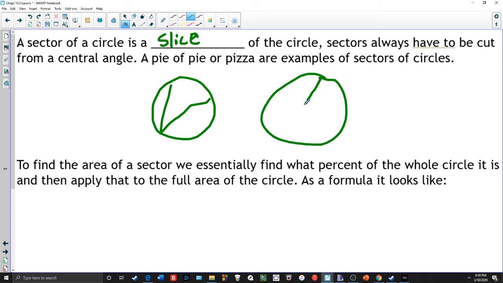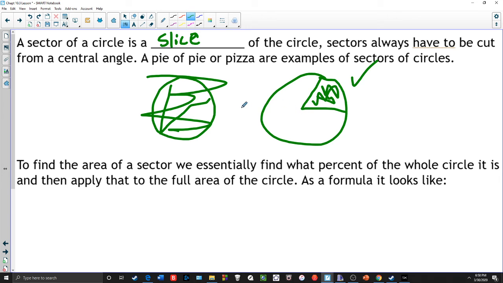A sector we're talking about goes from center to edge. So this is the type of sector we're doing, not this. Okay? So how do we get the area of something like this, where you just want the area of that shaded slice there, not the area of the entire circle?